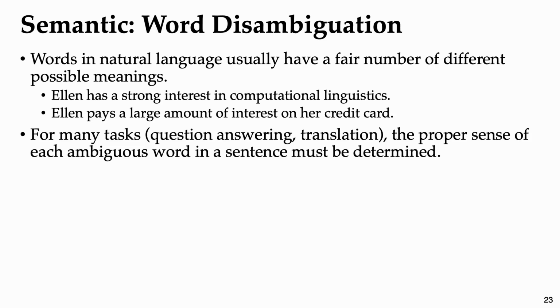Words in natural language typically are broad in meaning, so they have multiple meanings at any point in time. If we have this example, Ellen has a strong interest in conversational linguistics, and Ellen pays a large amount of interest on her credit card. Interest in both utterances has different meanings. The first means a happy interest or desire to do something. The other is going to be money that you add on top of the principal to pay a bank that loans you that money. Okay, make sense? For many tasks, question answering, translation, etc., you need to be able to understand this. You need to be able to disambiguate the word from all the other different meanings.